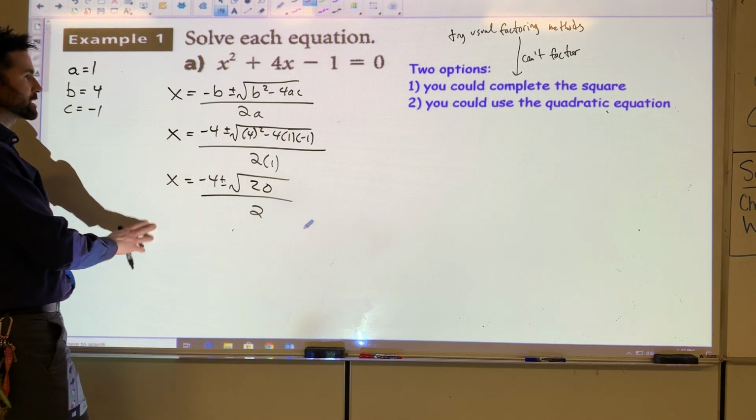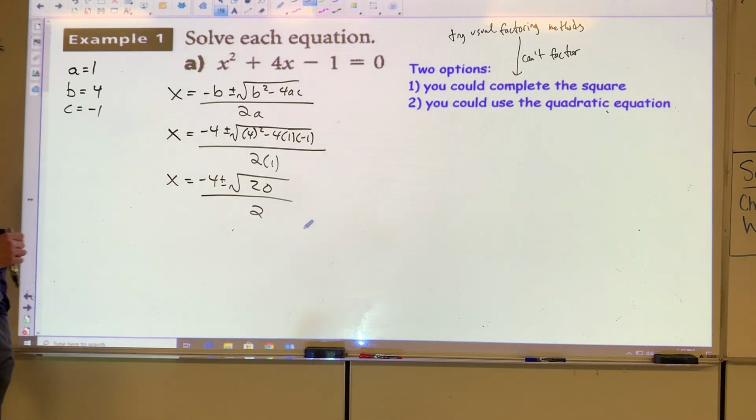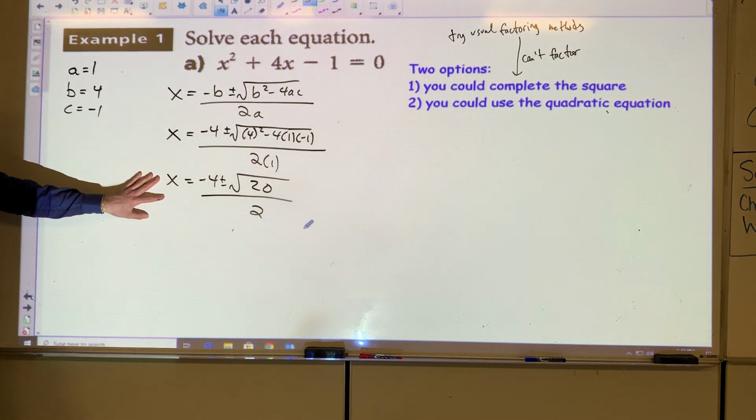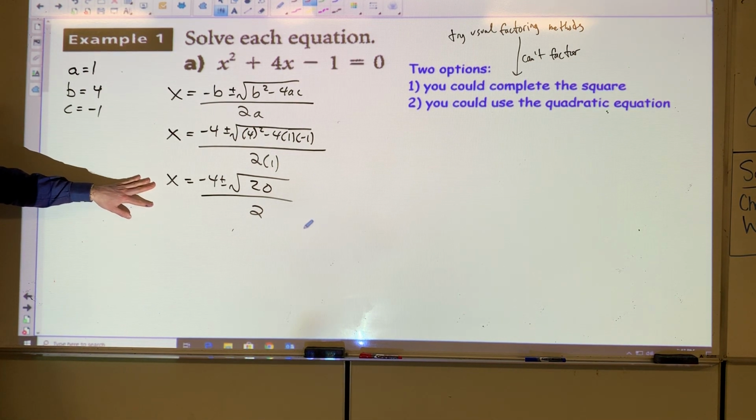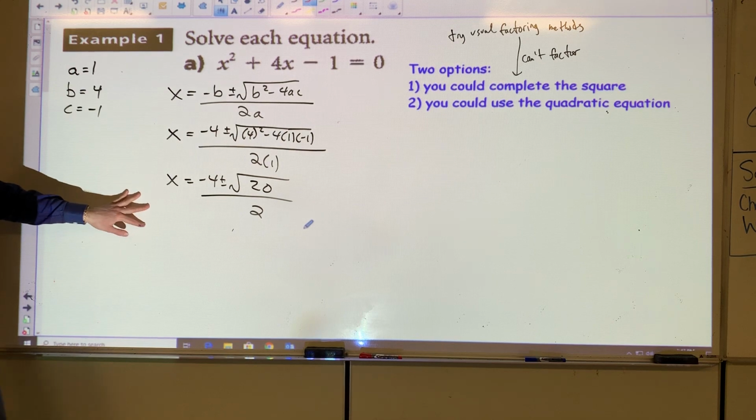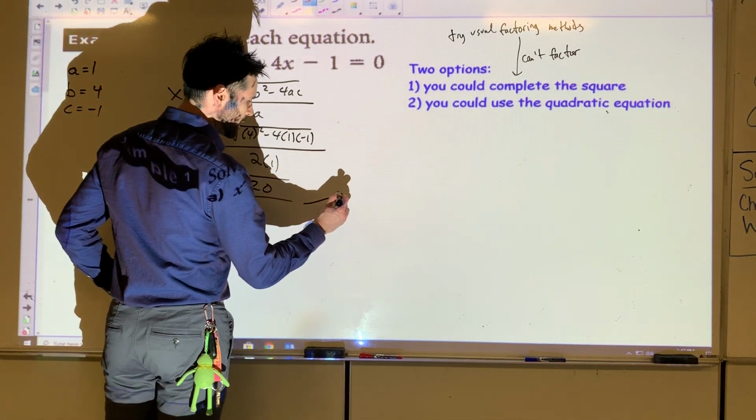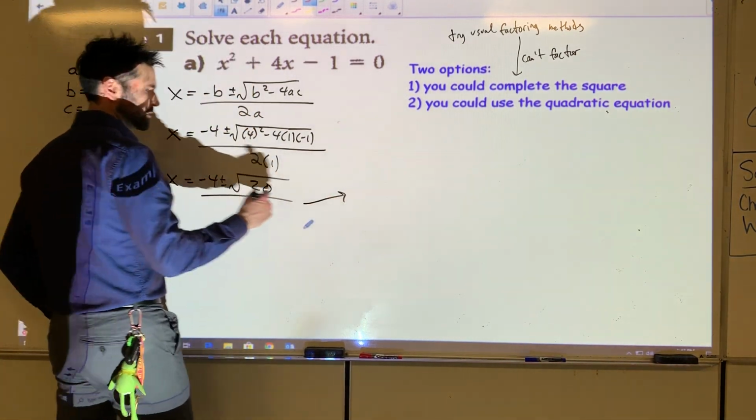I'd be fine if I just said, what's an expression for x? This is an expression for x, right? You have an answer. Okay, but I don't know if you guys remember, I think we do a whole unit on radicals again.